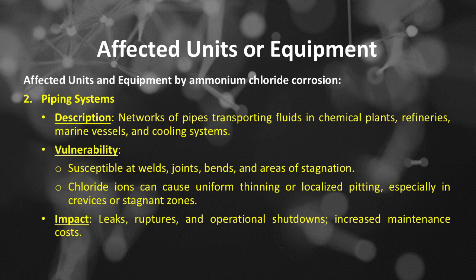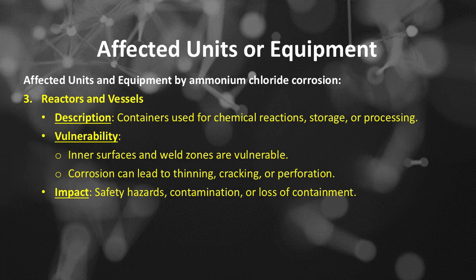The impact of ammonium chloride corrosion to piping systems: leaks, ruptures, operational shutdowns, increased maintenance costs. Number 3 is reactors and vessels. Description: containers used for chemical reactions, storage, or processing. The vulnerability of ammonium chloride corrosion to reactors and vessels includes: inner surfaces and weld zones are vulnerable. Corrosion can lead to thinning, cracking, or perforation. The impact: safety hazards, contamination, or loss of containment.